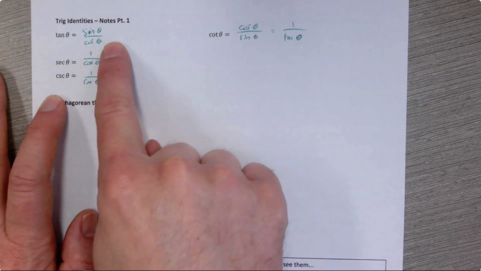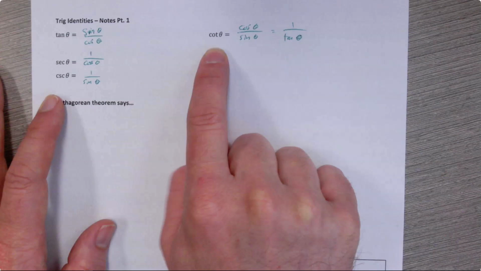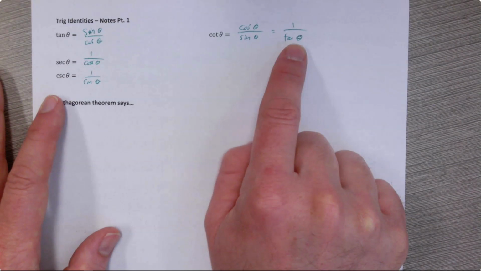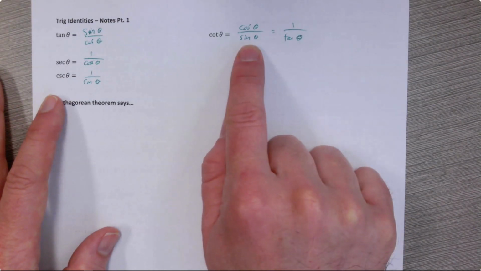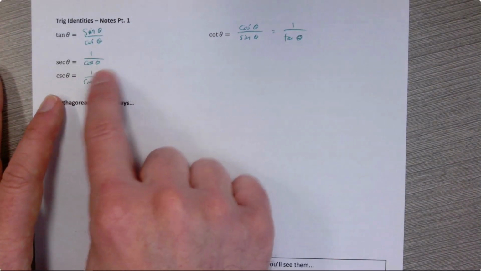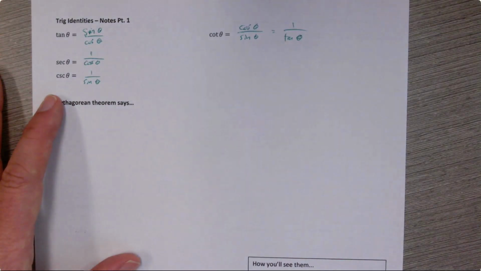Hopefully you remembered these. If this was a little rough because you haven't thought about these in several months, that's okay. Be aware, you're going to need to know those right off the top of your head for this unit. So tangent is sine over cosine. Cotangent, a lot of people consistently write 1 over tangent, which is not wrong, but it's going to be really useful to remember this as cosine over sine. Secant is 1 over cosine. Cosecant is 1 over sine.